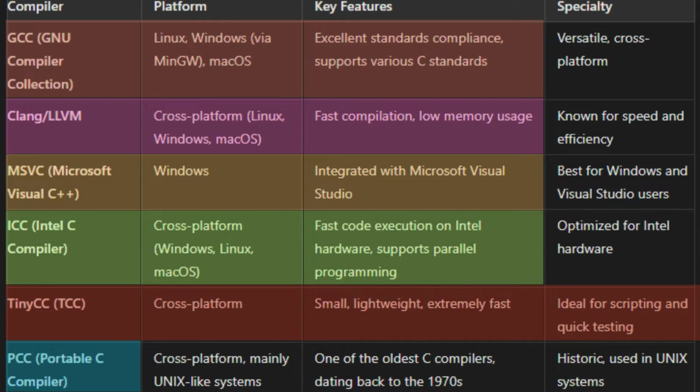Lastly is PCC, the Portable C Compiler. It is equally cross-platform but mainly used on Unix-like systems. It is one of the oldest C compilers, dating back to the 1970s.